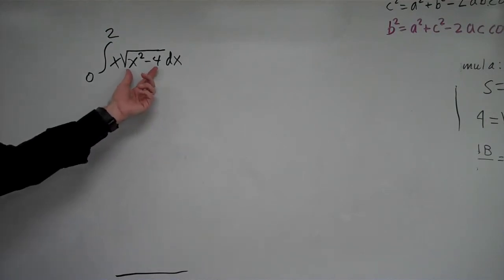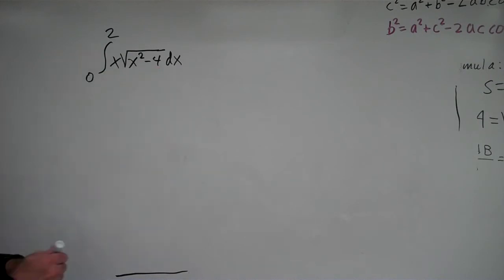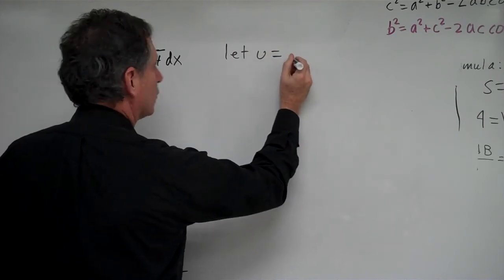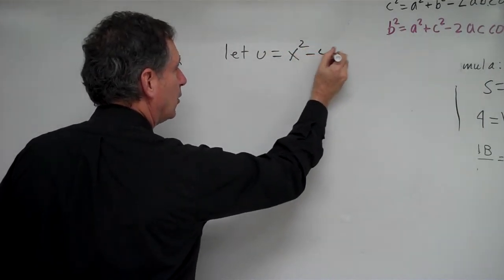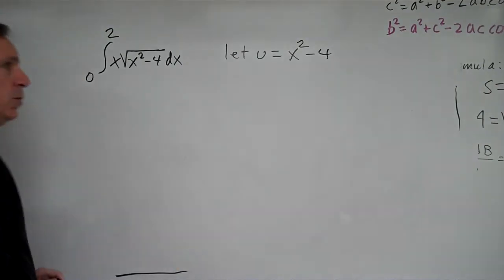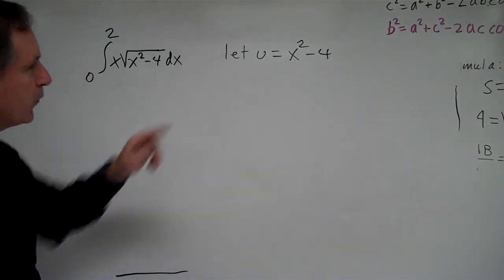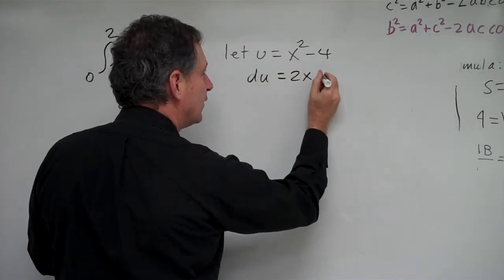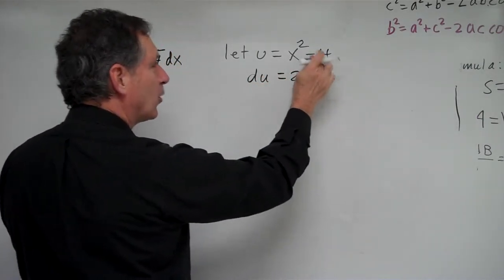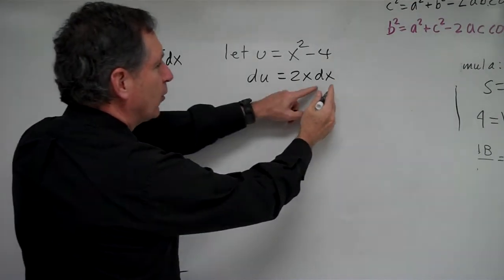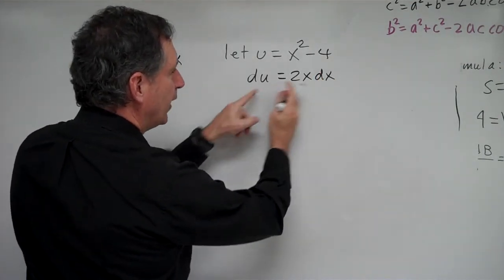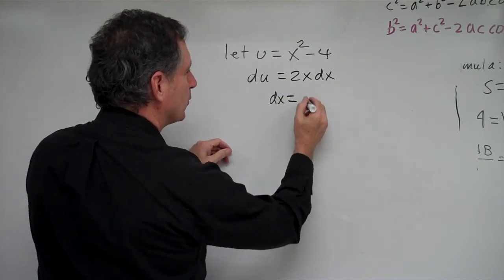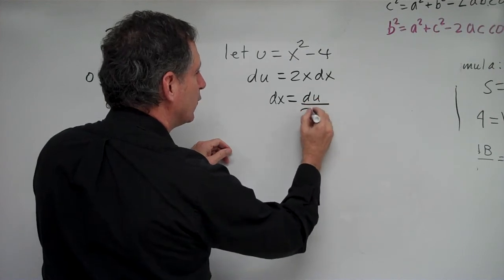We're going to take this x squared minus 4, and we'll say let u equal x squared minus 4, and we're going to implicitly differentiate both sides of this equation. So we're going to have du is equal to 2x dx. This negative 4 goes away, and solving for dx, we divide both sides of this equation by 2x. So dx is going to be equal to du over 2x.